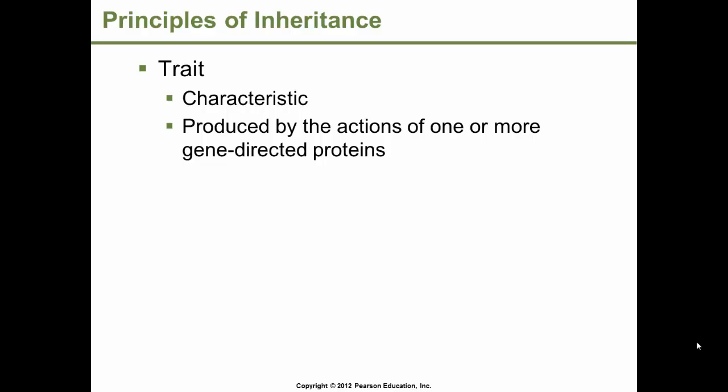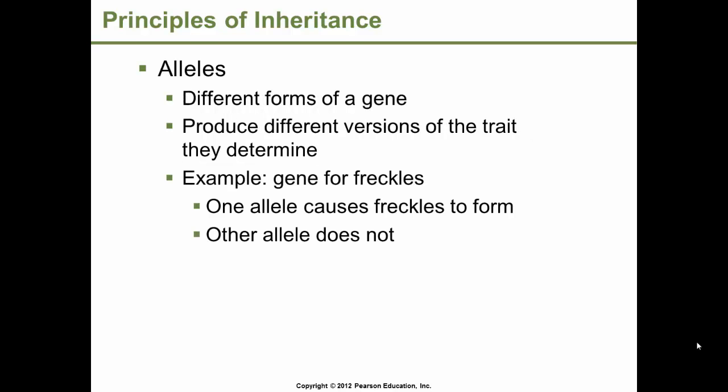A trait, also referred to as a characteristic, is produced by the actions of one or more gene-directed proteins. Alleles is the term given for the different forms of a gene that produce different versions of the trait they determine. For example, the gene for freckles: one allele causes freckles to form, whereas if the other allele is present, then freckles do not form.